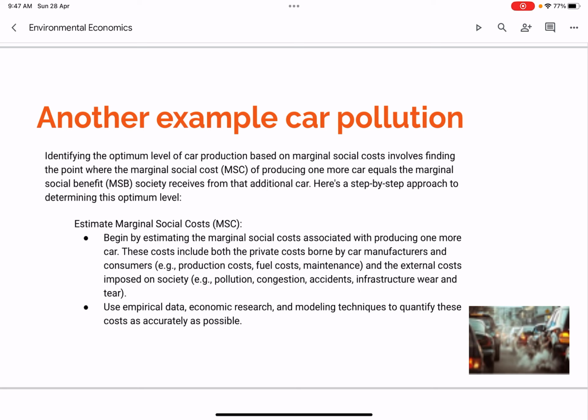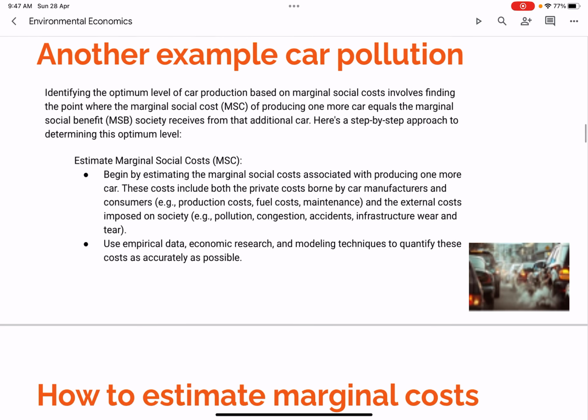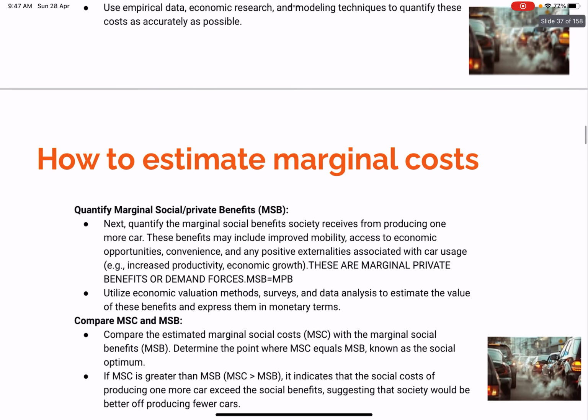Now, how do you arrive at this cost? We need to do some research, look at some empirical data, use some modeling techniques, and quantify this cost. Okay, so that becomes the core thing of environmental economics. How do you quantify? How do you put a value to the externalities? That becomes the core exercise in environmental economics, right?